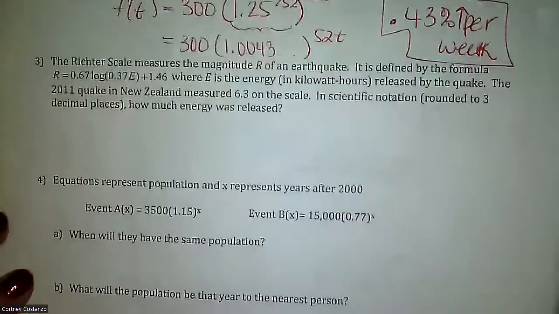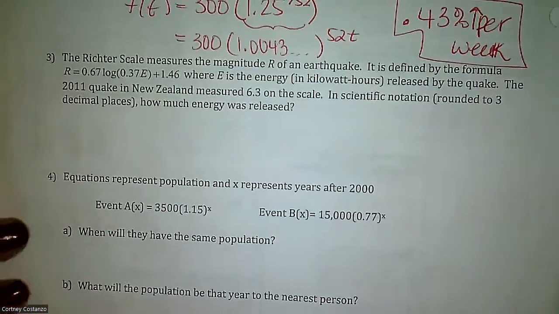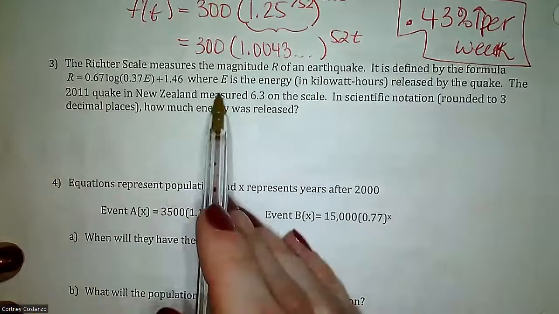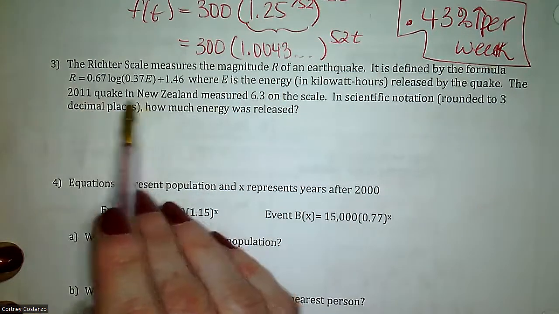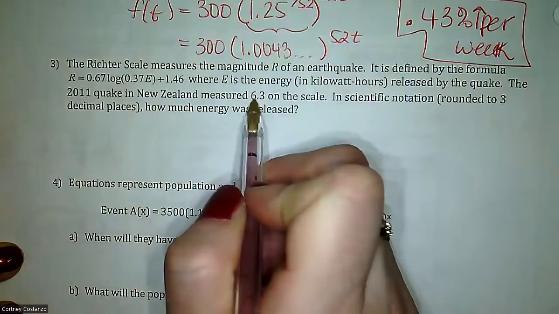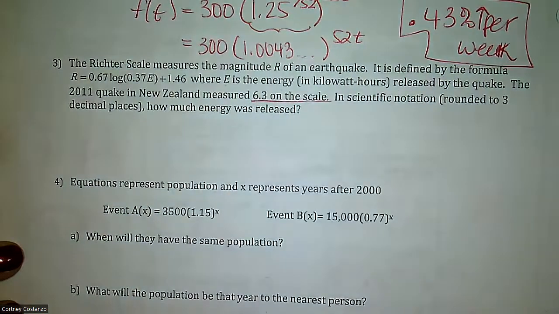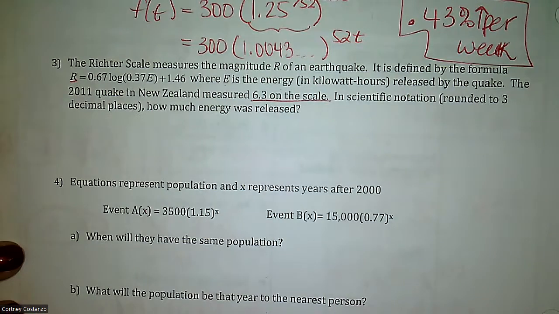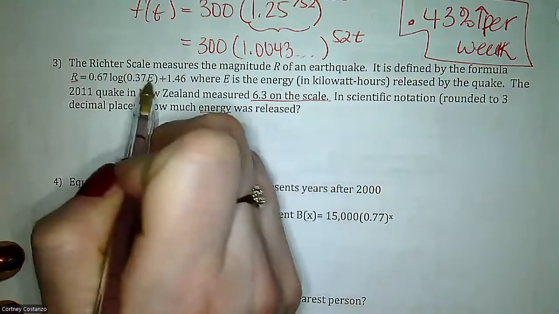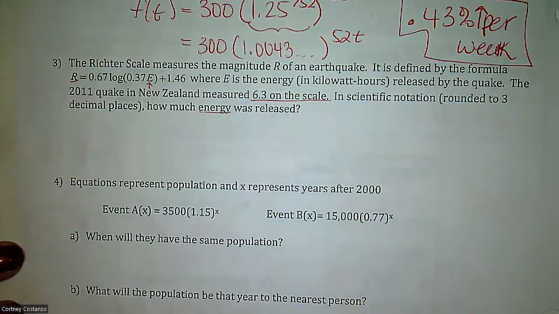All right, number 3, the Richter scale measures the magnitude of an earthquake is defined by the following formula. E is energy released by the quake. In 2011, there was an earthquake in New Zealand that measured 6.3 on the Richter scale. So that's going to be our R value here. In scientific notation, rounded to 3 decimal places, how much energy was released? So that E is what we're going to be trying to solve for.